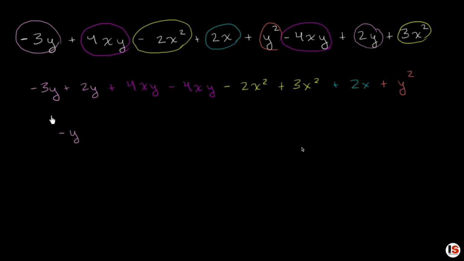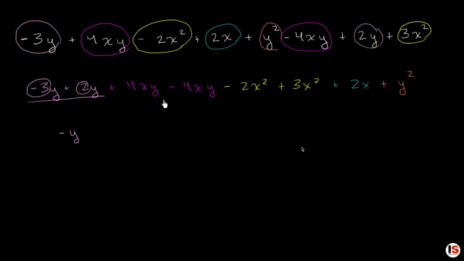And another way to think about it, but I like to think about it intuitively more, is what's the coefficient here? It is negative 3. What's the coefficient here? It's 2. Obviously they're both y terms, not xy terms, not y squared terms, just y. And so negative 3 plus 2 is negative 1, or negative 1y is the same thing as negative y. So those simplify to this right over here.